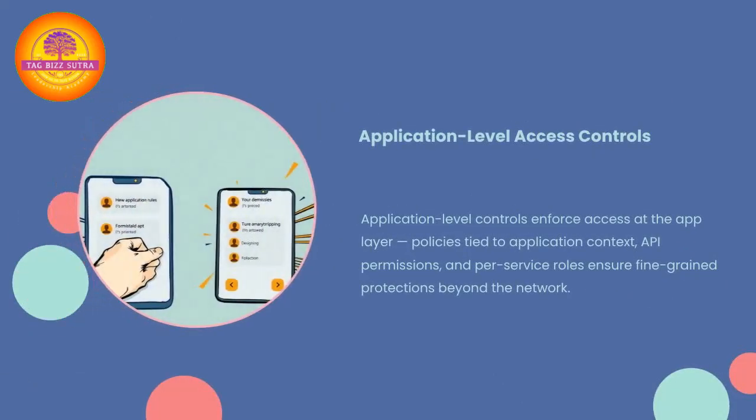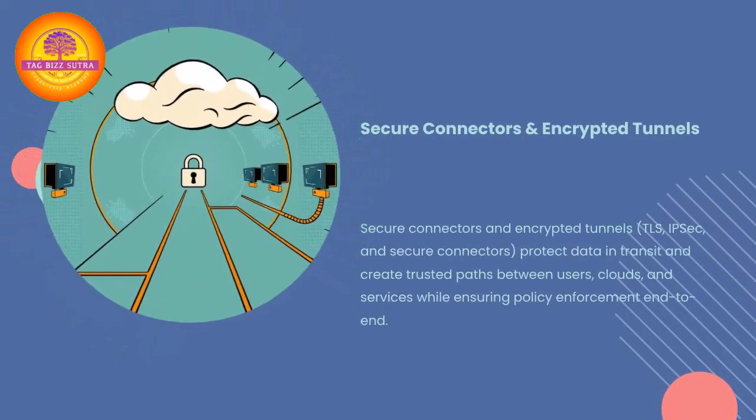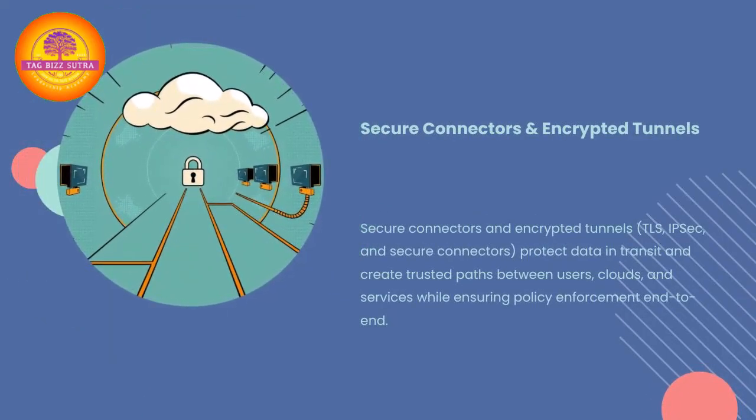Application-level controls enforce access at the app layer. Policies tied to application context, API permissions, and per-service roles ensure fine-grained protections beyond the network. Secure connectors and encrypted tunnels, TLS, IPsec, and secure connectors, protect data in transit and create trusted paths between users, clouds, and services while ensuring policy enforcement end-to-end.